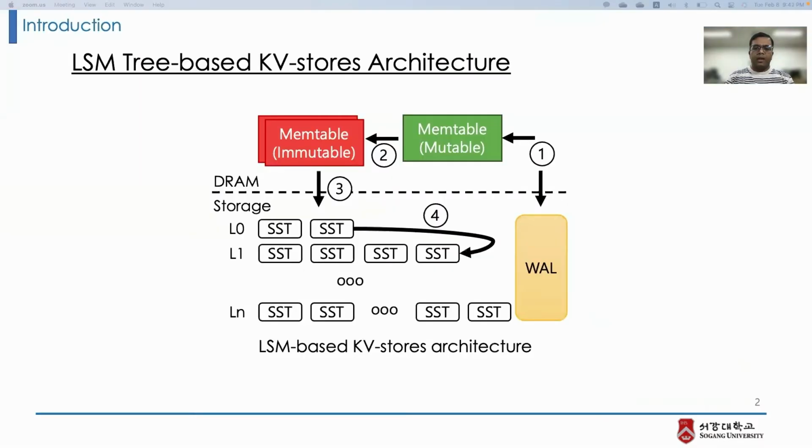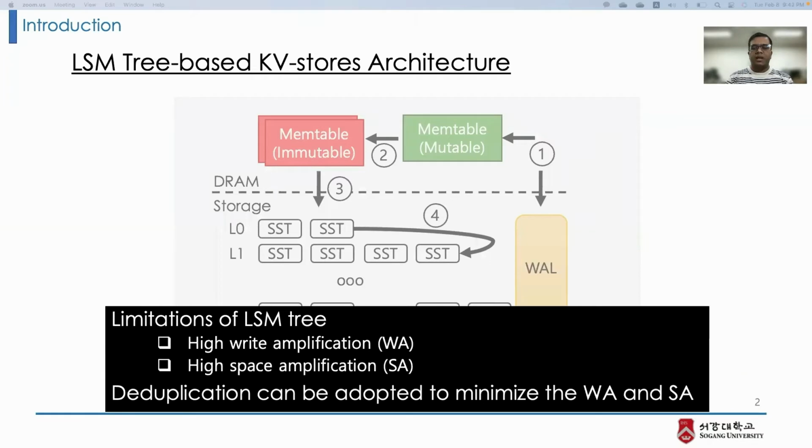today. This figure shows the overall storage hierarchy of LSM-based key value stores, where each operation is first served by memory components and then moved to the storage layer. Compaction operation is performed to maintain the structure of the LSM tree, and because of that, it suffers from two major problems: high write and space amplification.